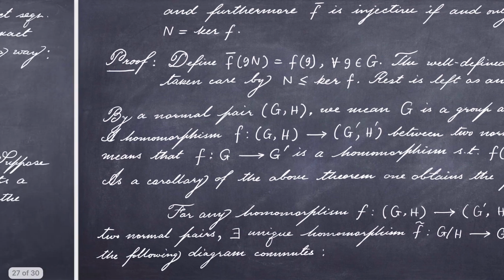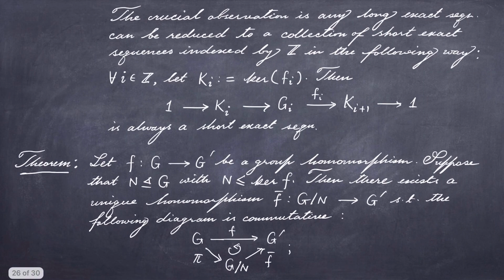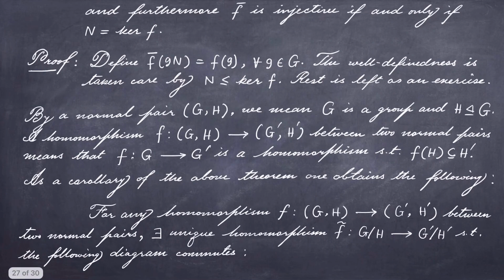So just to understand what is going on, I would advise you to consider the situation when N is the whole kernel of F. In that case, F bar is the unique map that makes this diagram commutative. And how was that map defined? It sends a coset of the kernel to the corresponding image of any representative of that coset under the homomorphism F. Okay.